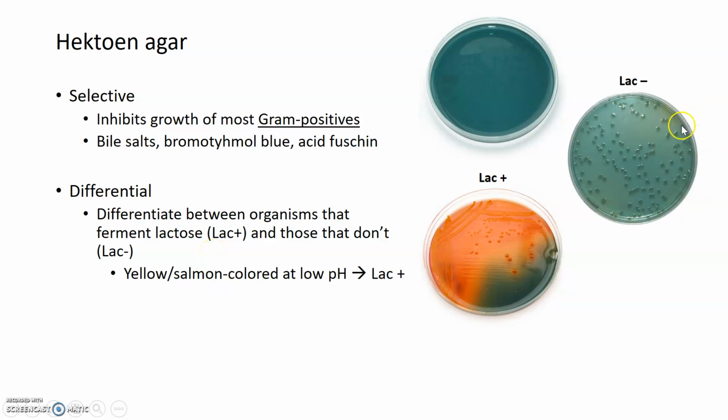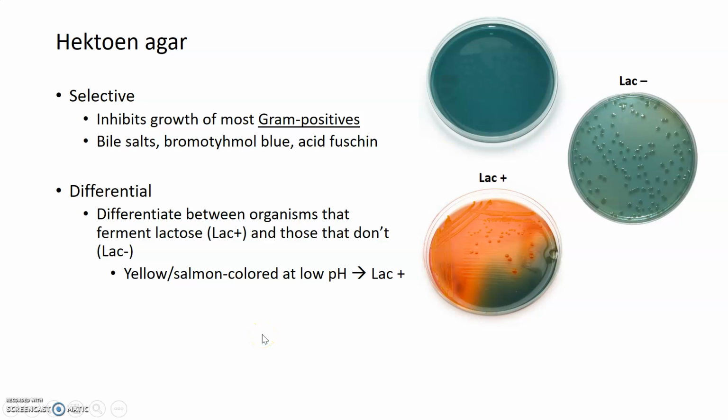A lac-negative bacteria that can't ferment lactose won't change the color of the media at all, whereas a lactose fermenter will change the color of the media from deep blue to orange. There is a pH indicator called acid fuchsin in Hektoen media, and acid fuchsin turns yellow to salmon at a low pH. So when lactose is being fermented, the media is getting more acidic, the pH is getting lower, and it turns this orange color. Your lac-positives will look orange, whereas with lac-negative bacteria the media will remain blue.